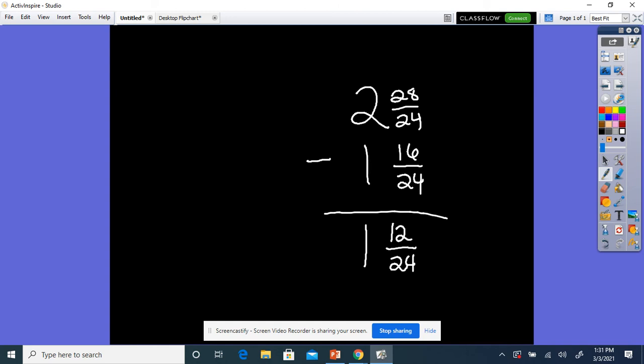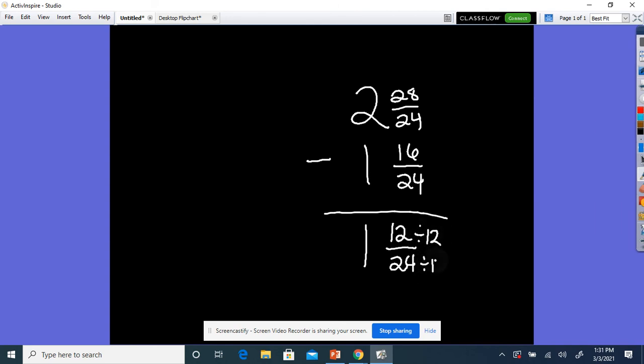Now I have to ask myself, what's the largest number they can both be divided by? And it's actually 12. They can both be divided by 12. So that gives me 12 divided by 12 is 1. 24 divided by 12 is 2. So 1 and 1/2.